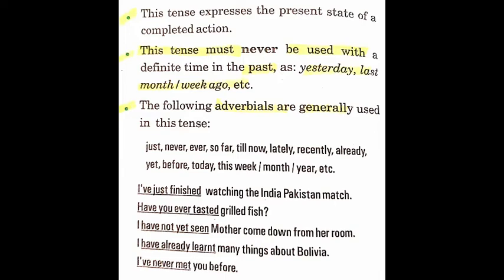One more thing I want you to understand is that there are certain adverbials which are generally used in this tense. You know what those adverbials are? They are just, never, ever, so far, till now, recently, already, before, today, etc. For example, "I have just finished watching the India-Pakistan match." Over here, just is the adverb used. "Have you ever tasted grilled fish?" Over here, ever is the adverbial.